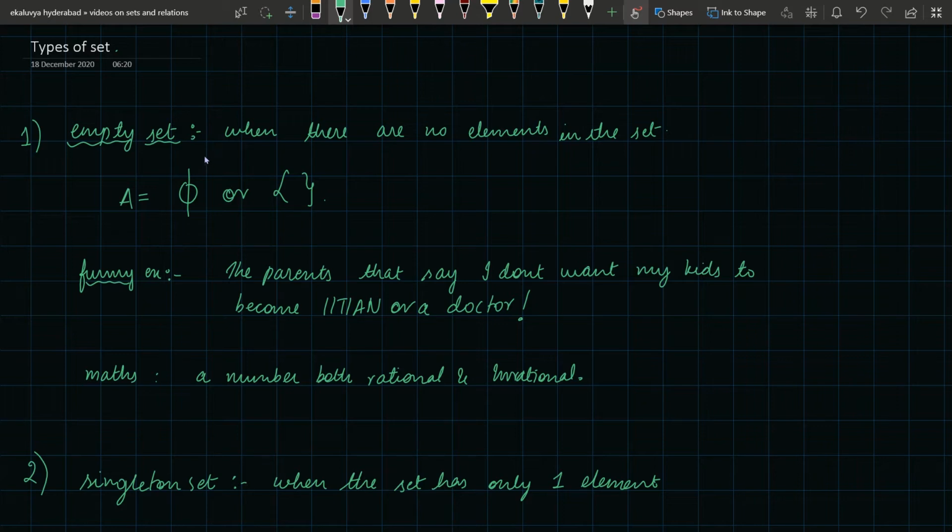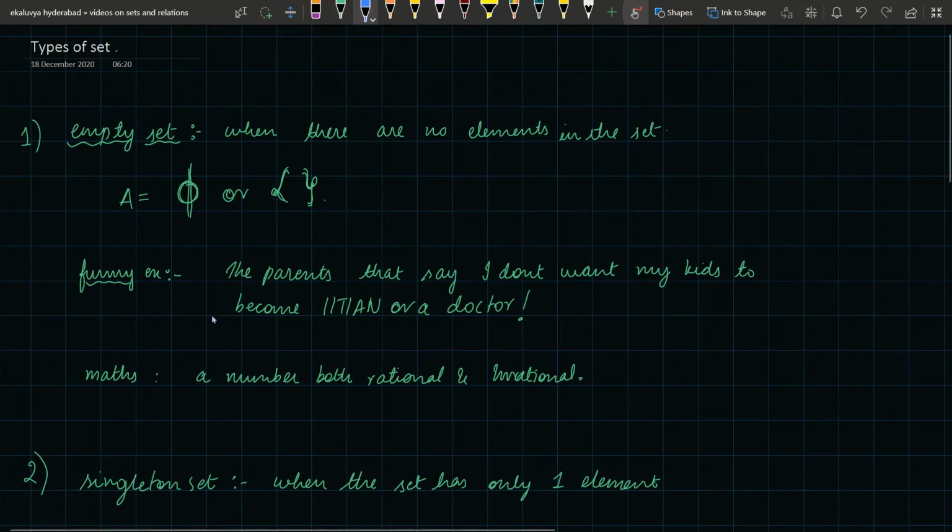Today we'll be talking about types of sets. So first is basically the empty set. Let's understand what an empty set is. When there are no elements in the set, we call it an empty set. It is represented by this symbol, or by empty curly brackets, which means empty set. So whenever there are no elements in the set, we call it an empty set.